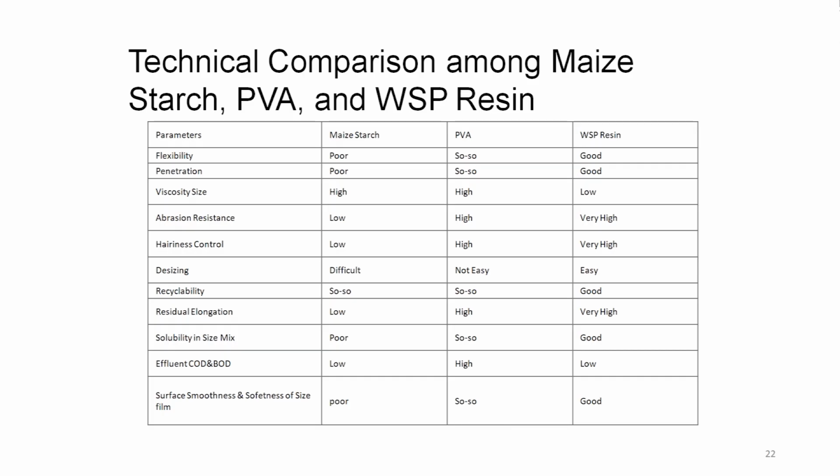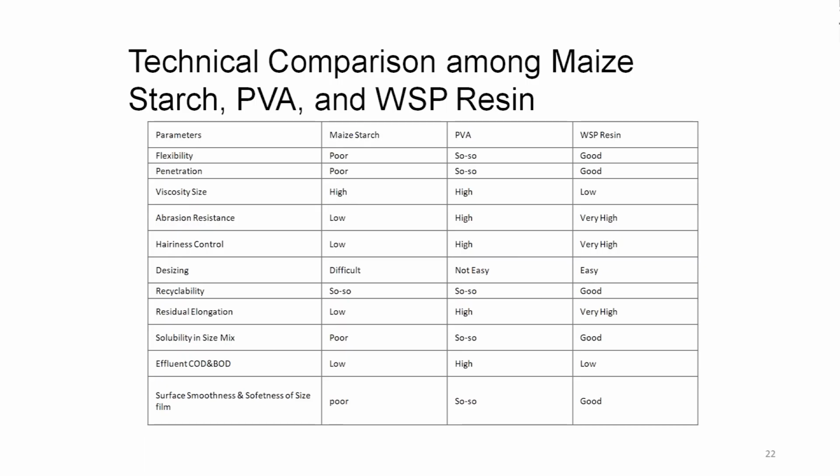Then we see that maize starch had poor flexibility and PVA had so-so flexibility, but WSP resin had very good flexibility. Similarly, penetration also had a similar type of grading. Viscosity of size: maize starch was high, PVA was high, but WSP resin was low. Abrasion resistance was low for maize starch, but was high for PVA and very high for WSP resin, and the same trend was seen in hairiness control. Desizing was difficult for maize starch, PVA not so easy, but WSP resin was very easily desized.